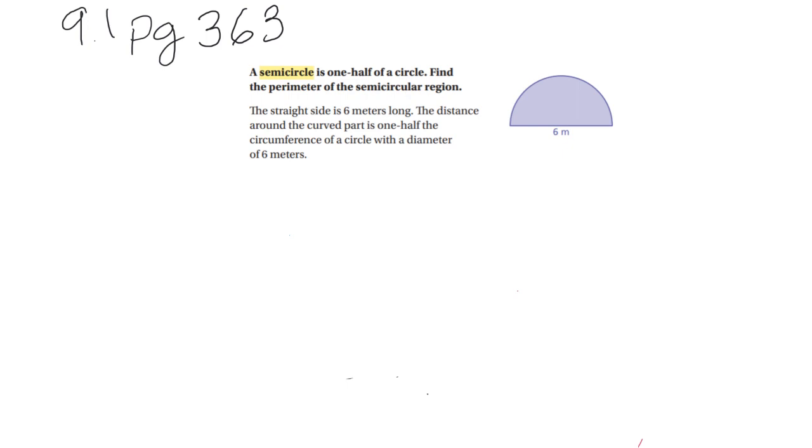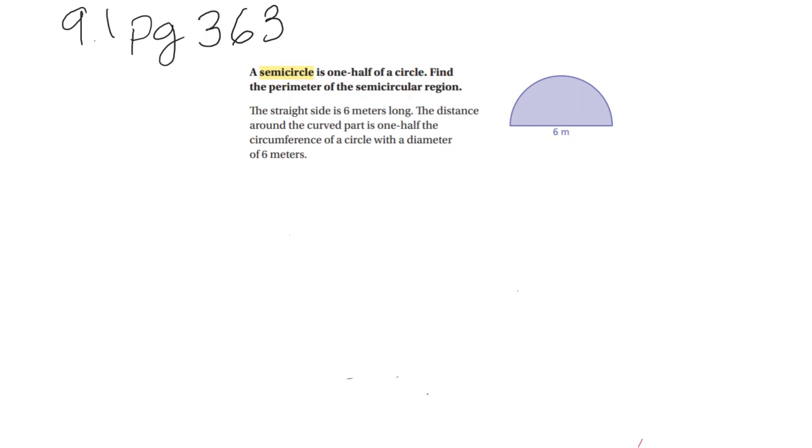Perimeter is just the distance all the way around a shape, whether it's a square, rectangle, triangle, or semicircle. Circumference is the distance all the way around a circle, so think of it as a special type of perimeter. If we want to find the perimeter of a semicircle, which is half of a circle, we'll find the circumference of that circle, then divide that by 2 and add that to the side length.